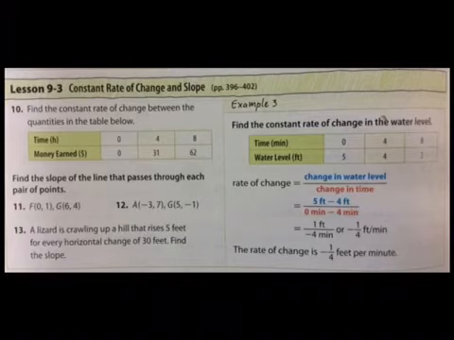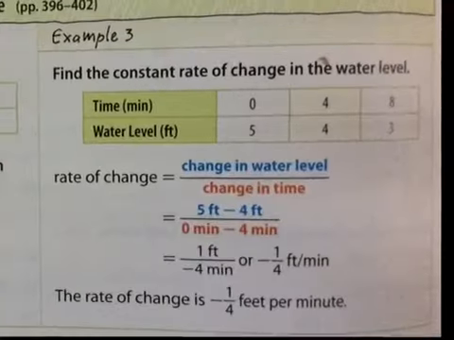Lesson 9-3. Constant rate of change and slope. For more information, please refer to pages 393 to 402. Okay, let's look at the example.